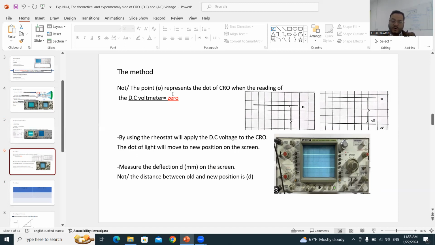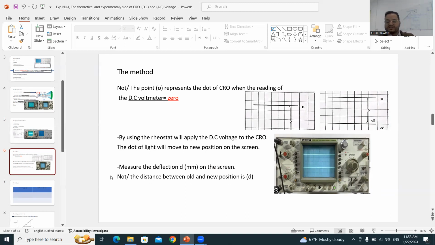Now the point O presents what? It presents the dot of the CRO when the reading of the DC voltmeter equals 0. By using the rheostat, we will apply the DC voltage to the CRO, because it was at maximum, which means no voltage will pass. And we know when I say DC, that means the current is constant. The dot of light will move to a new position on the screen. By that, measure the deflection on the screen.